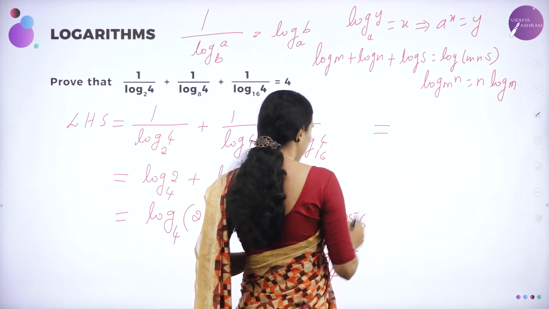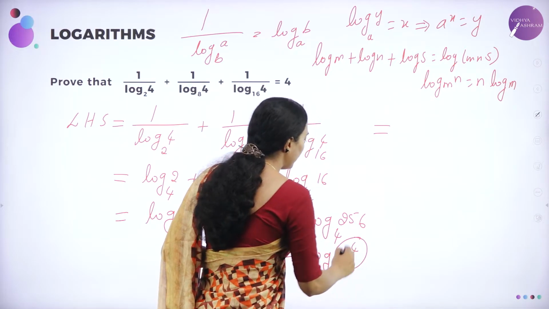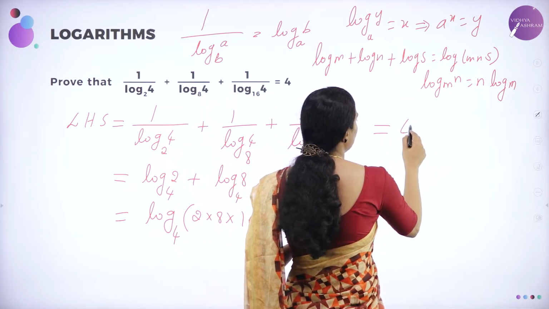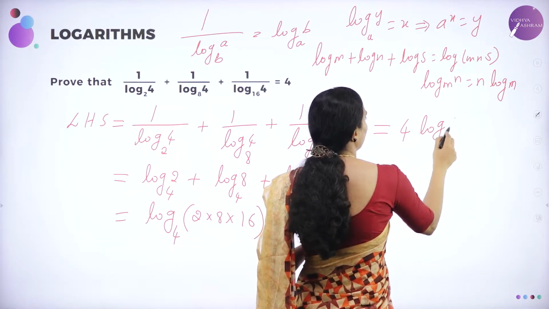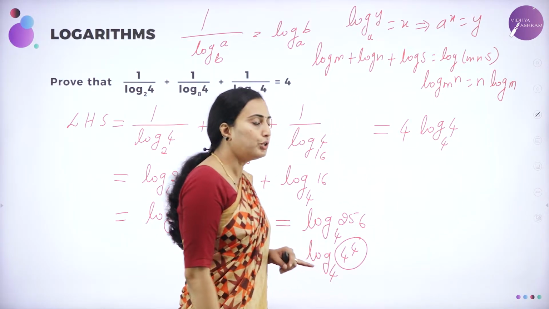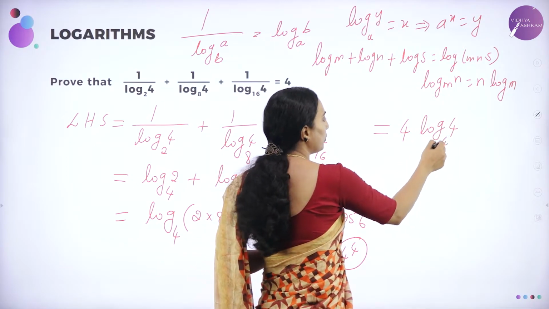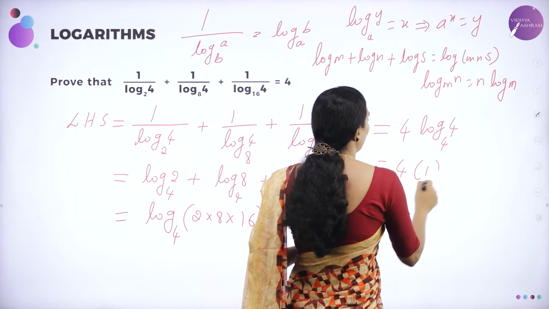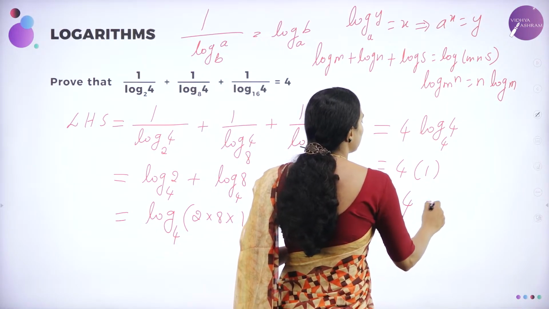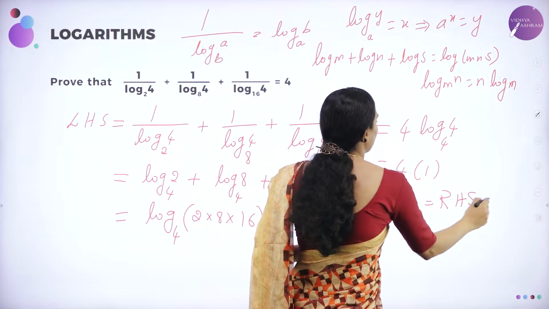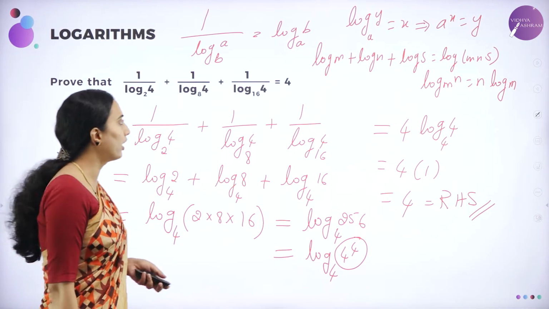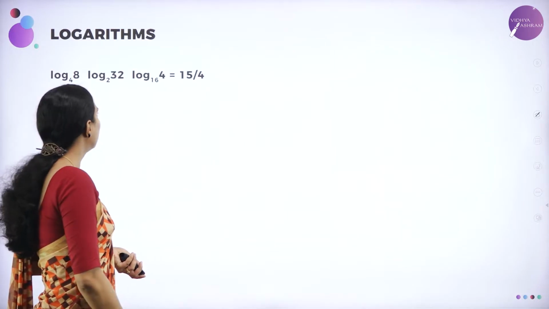This you can consider m power n. M power n is nothing but n log m. Therefore, I can write it as n log m. Already base 4 you are having. You know already, dear students, log 4 to base 4 is nothing but 1. So therefore, you are going to get the result as 4 into 1, which is nothing but 4, which is nothing but the RHS. That's it, dears. Is that easier? Yes. Okay. We'll move on to the next question.